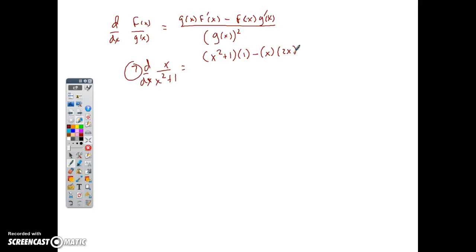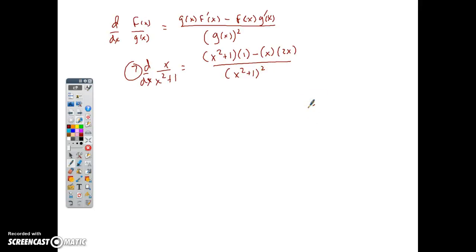Can you pick either one to be g of x as long as you plug it in? No, the one at the bottom is g of x. Bottom has to come up first. That's the thing you're going to forget. This has to come up first, g of x, all over x squared plus 1 squared.